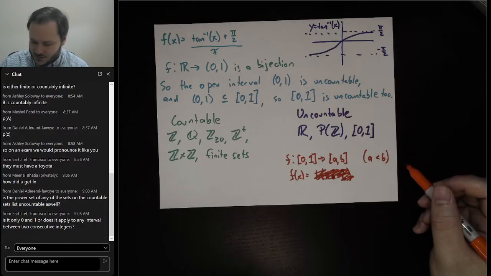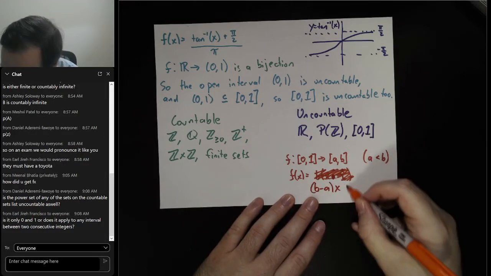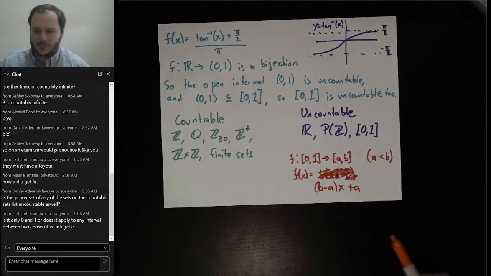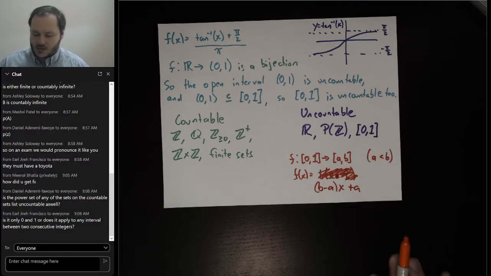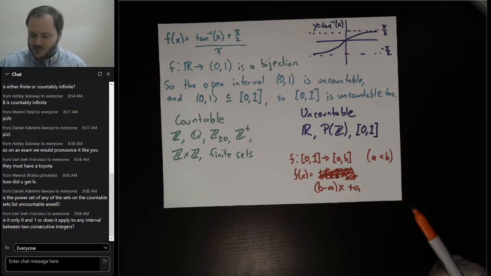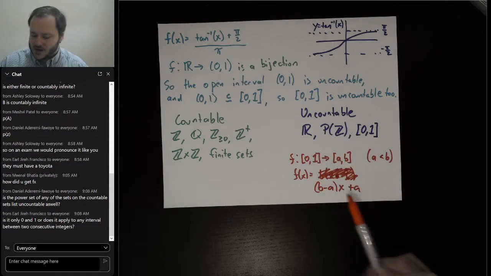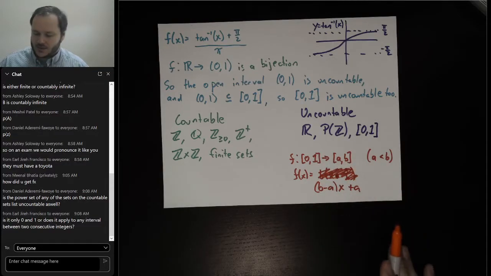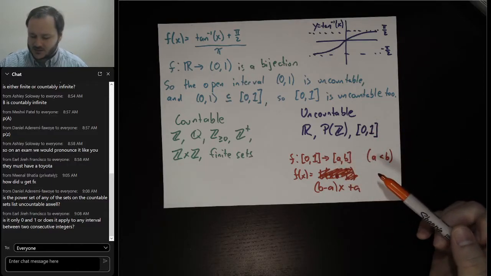Take input 0 to 1, stretch it to 0 to b minus a, and then I add a. Okay, so I want b minus a times x plus a. That's it. This is a bijection from the interval 0, 1 to the interval a, b. 0 gets mapped to a, 1 gets mapped to b minus a plus a, which is b. And so I can find a bijection from 0, 1 to any set that looks like this.